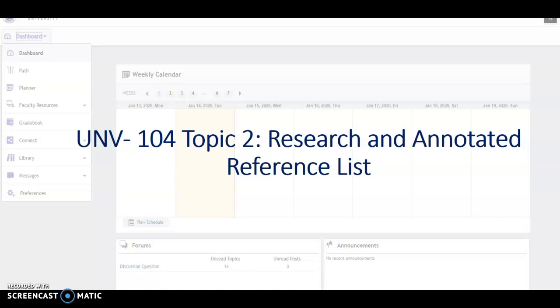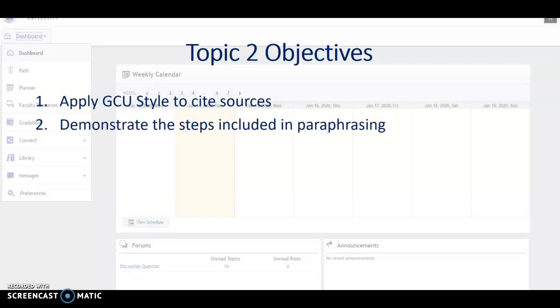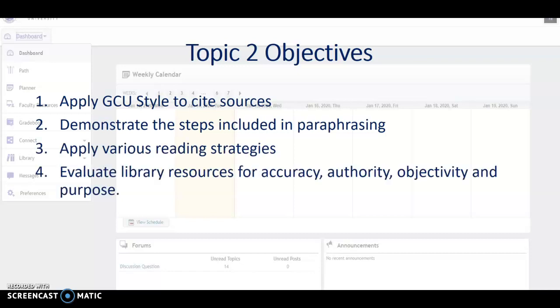I wanted to take a quick moment to emphasize this week's topic objectives and take a quick look at the worksheet that you'll be working on and submitting this Sunday. The Topic 2 objectives are apply GCU style to cite sources, demonstrate the steps included in paraphrasing, apply various reading strategies, and evaluate library and other resources for accuracy, authority, objectivity, and purpose.